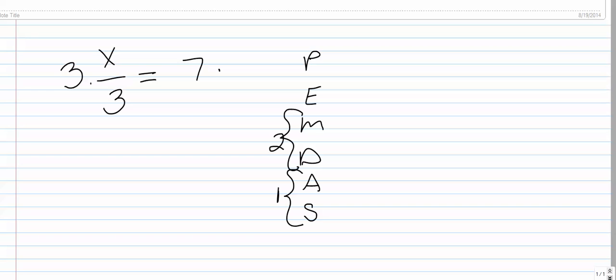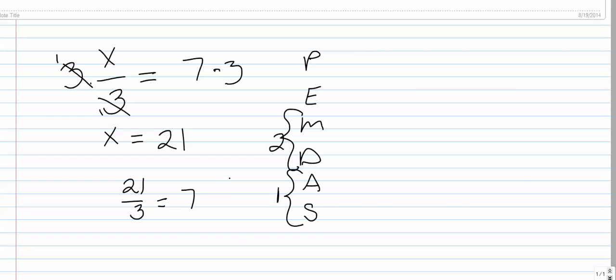And in doing this multiplication, what happens is these 3's, some people will say they cancel out, but technically what they're doing is they're simplifying to a value of 1. These are reducing to 1. And if I have a 1 times x, that's still x. And if I divide x by 1, x divided by 1 is still just x. And 7 times 3 is 21. So is it true that 21 divided by 3 equals 7? Yes, it is. So we know that the solution to this problem is 21.